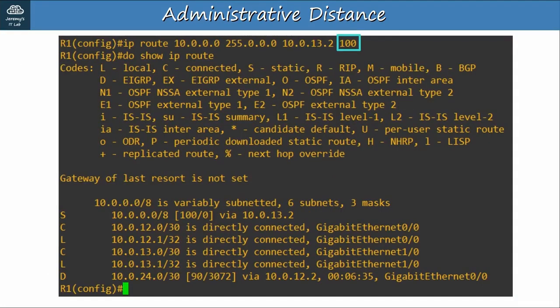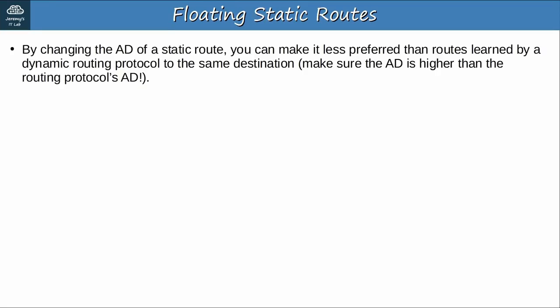So I configured the route with an AD of 100. In the output of show ip route, you can see that the AD is now 100 instead of the default 1 for a normal static route. Now, why would you want to do this?